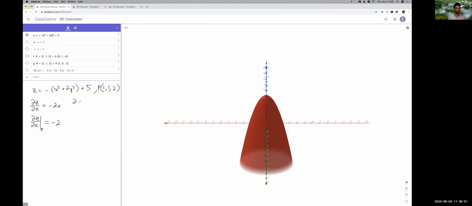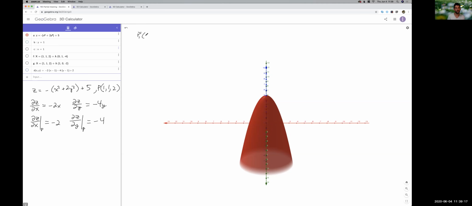Let's do the same thing. Find the partial with respect to y. We get -4y. So that means at this point our partial is -4. Okay. So with that in mind, I can write the equations of the two tangent lines in the x and y directions as follows.